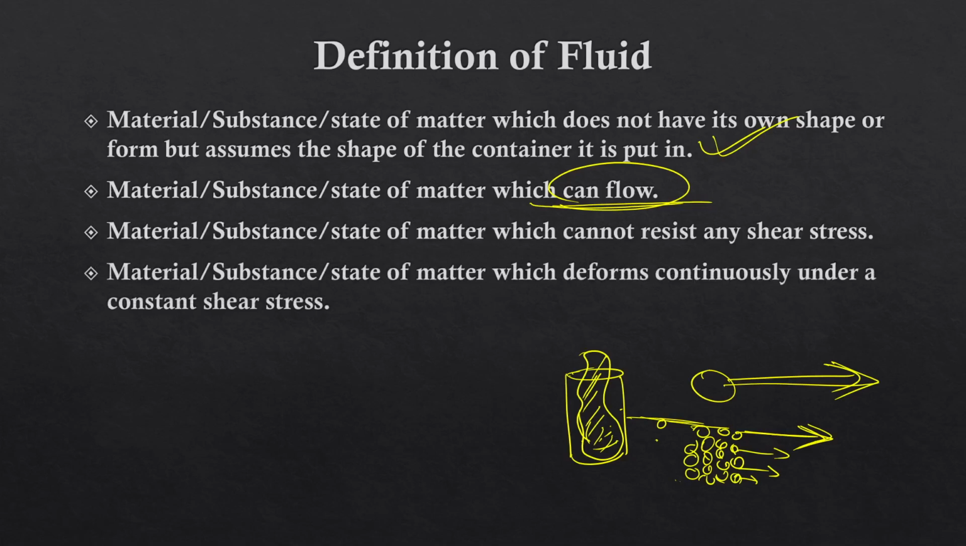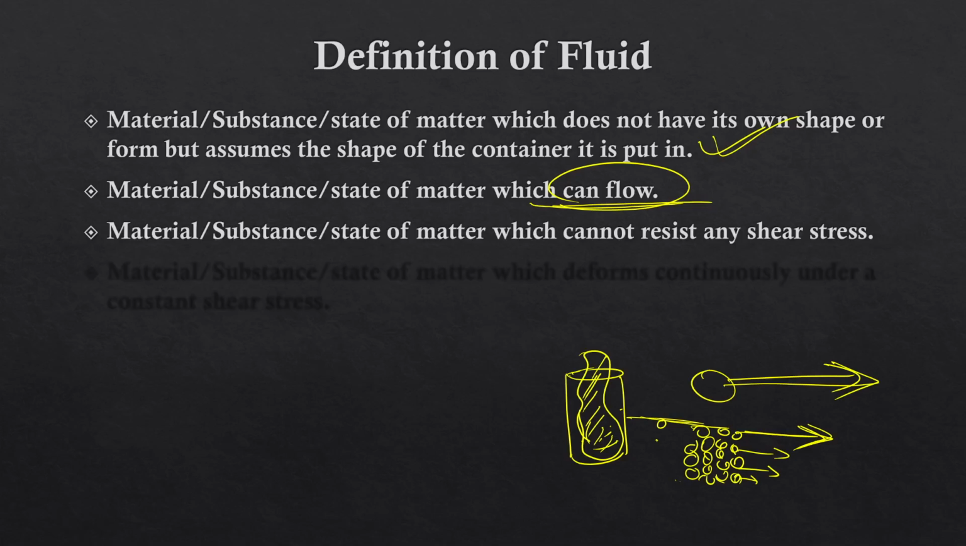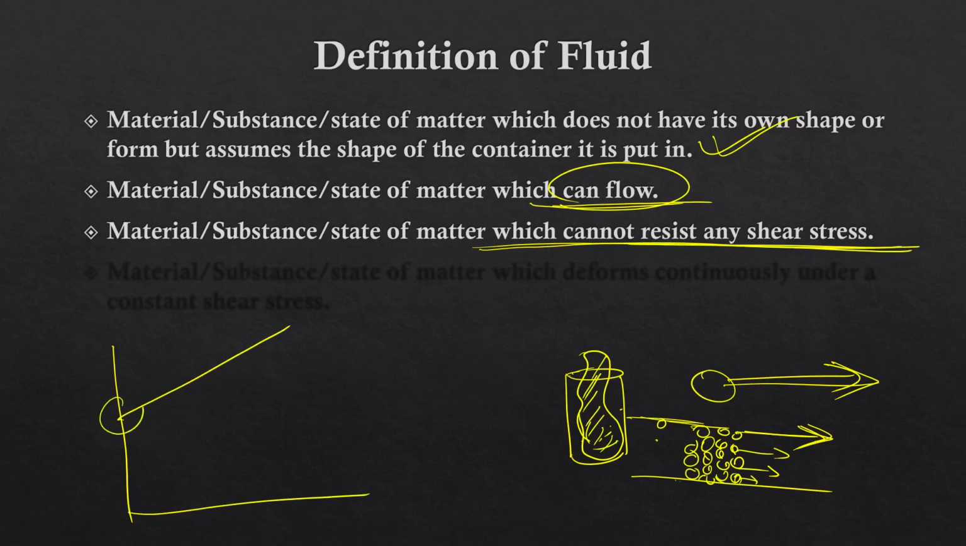Then the other definition is material which cannot resist any shear stress. So that is a good example. No matter how small the stress is, if it is a fluid, it will start flowing. However, one exception is the Bingham plastic, as we discussed, it will start flowing only after a certain value of shear stress. So beyond that it will behave as a fluid, but up to that much shear stress it will behave as a solid.